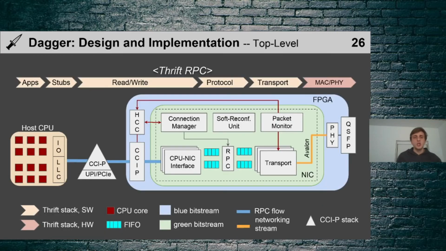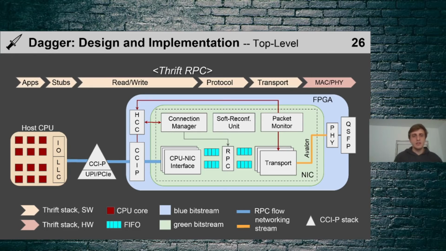This figure shows the top-level overview of our RPC stack. The bar on top shows how the Dagger RPC stack is mapped to the Thrift RPC stack. The software part of Dagger runs on the host CPU and implements RPC stubs that expose the RPC API to applications and read and write RPC objects to the memory buffers shared with the FPGA. The FPGA runs the hardware part of the stack. That consists of the RPC pipeline, with the CPU NIC interface as the first component.